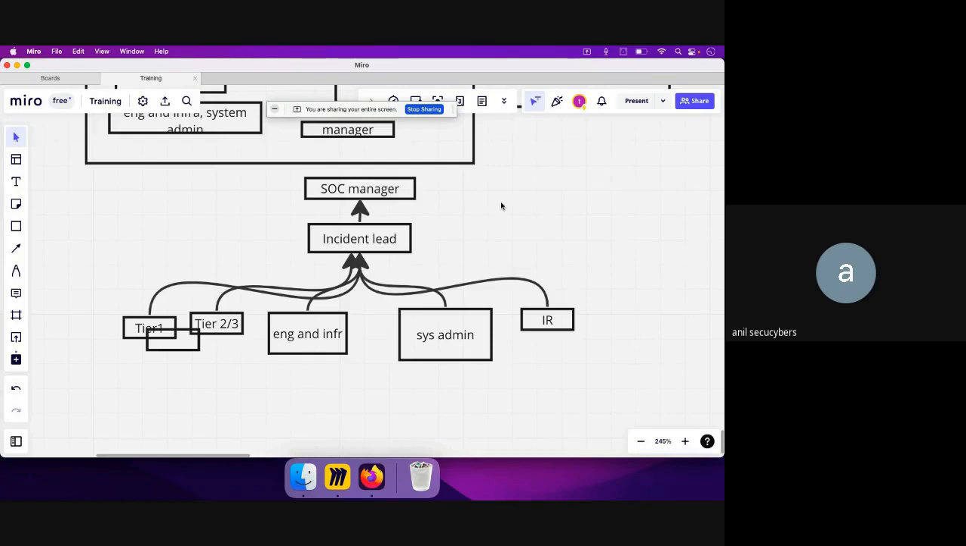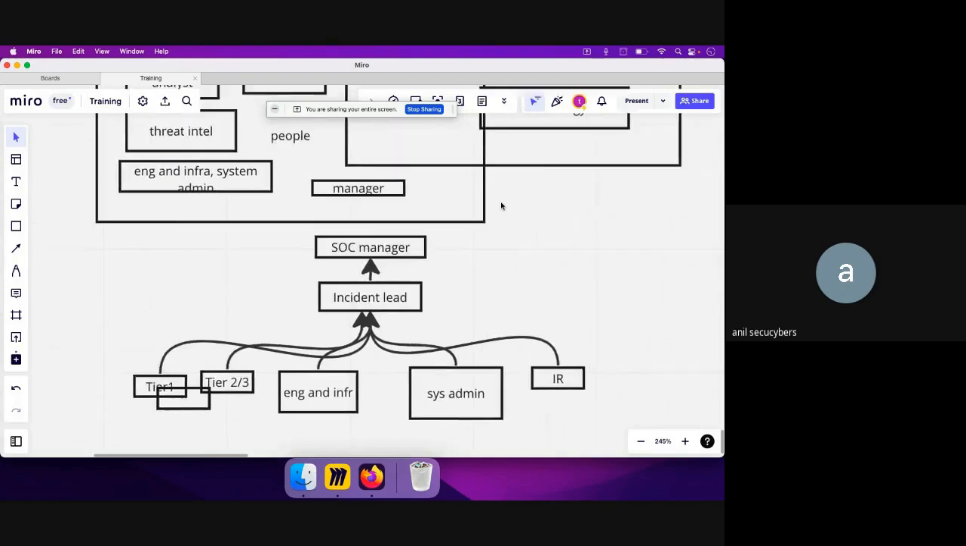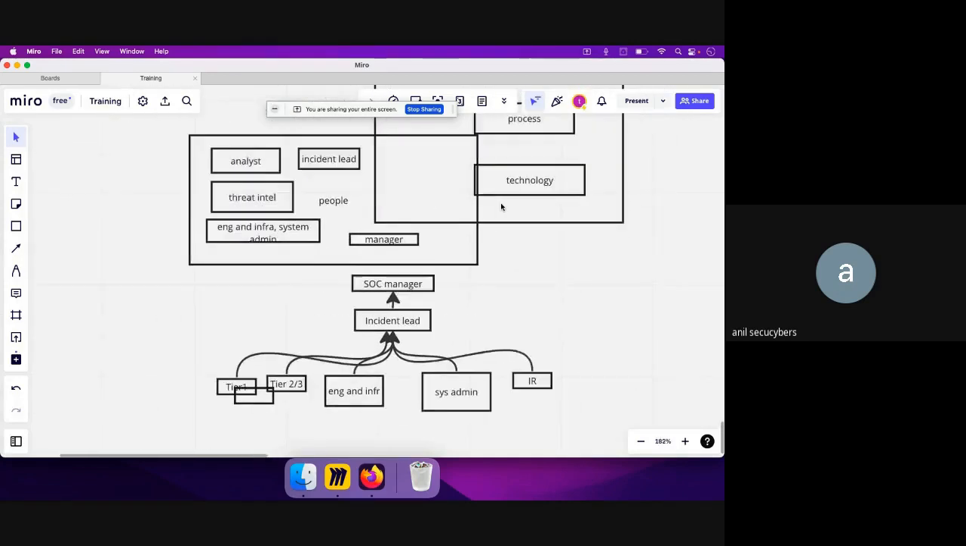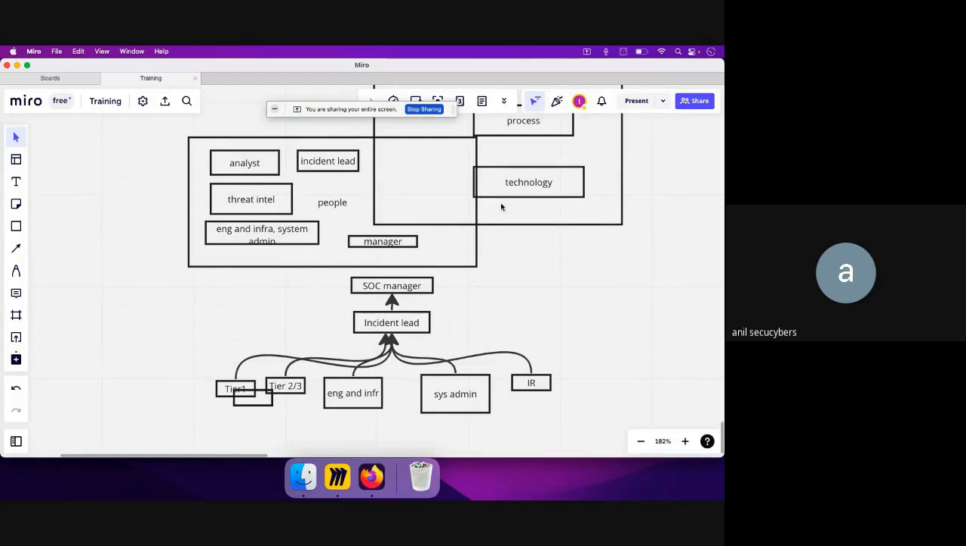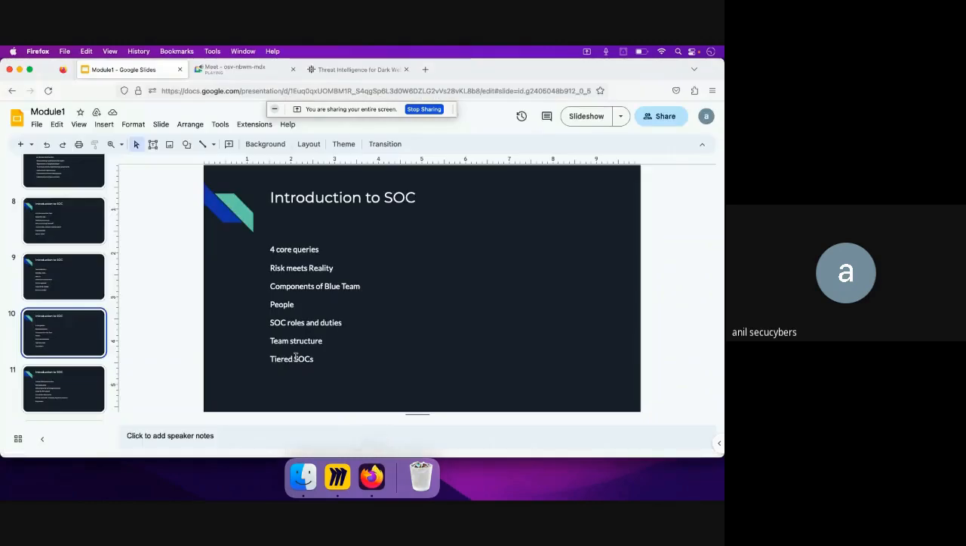Apart from these responsibilities, threat intel team and incident response are often separate roles, which are closely related to the SOC environment. So this is what the chart explains, and this is a basic idea of how the three basic components of any SOC team look, which is people, process, and technology. Okay, so now let me see what's the next topic that we'd like to discuss.